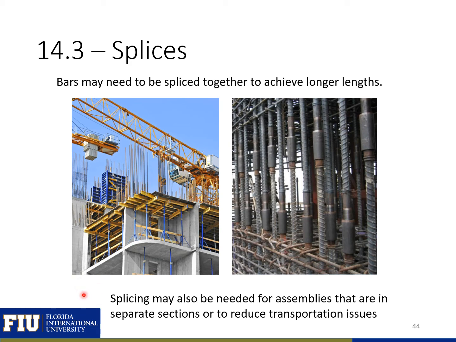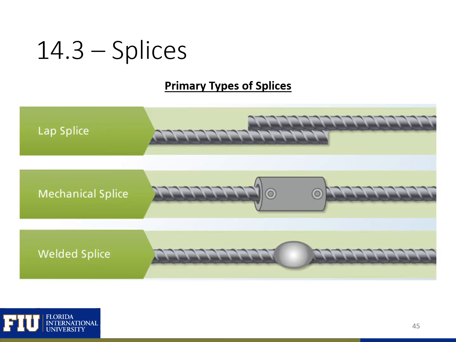So those are two instances, and the other is that splicing may also be needed for assemblies that are in separate sections or to reduce transportation issues. So sometimes if you have precast sections or things like that, you'll need to splice the sections together and splice reinforcement together. There are three primary types of splices: lap splices, mechanical splices, and welded splices.